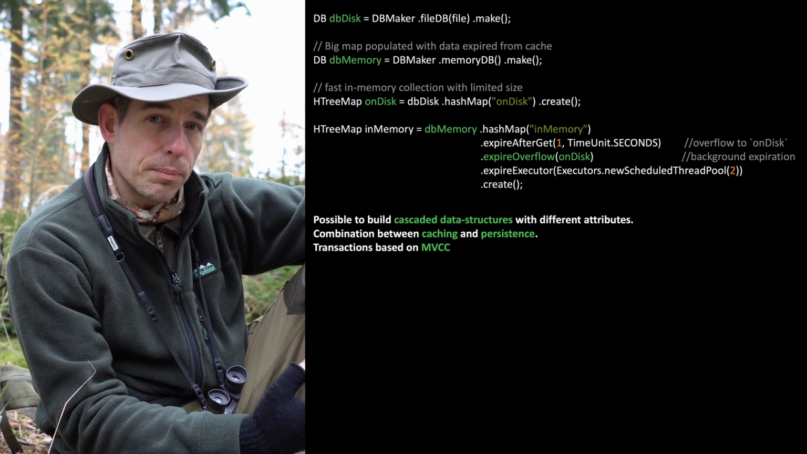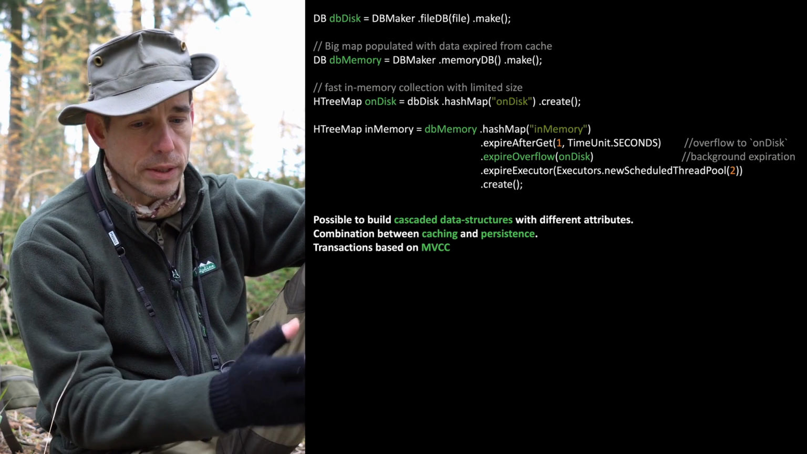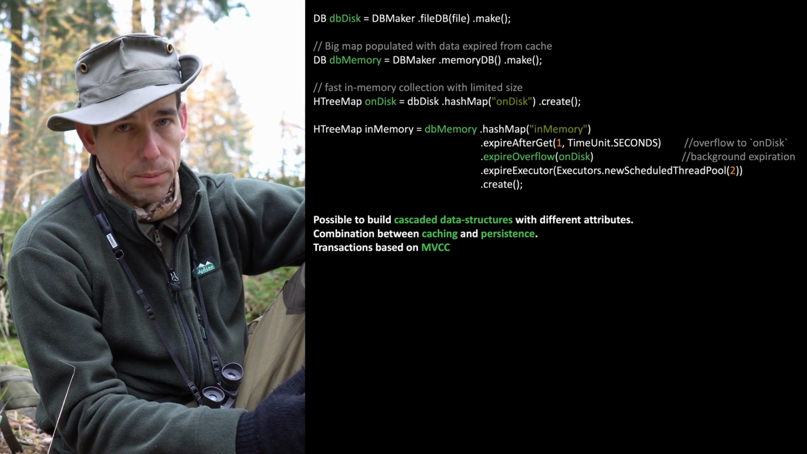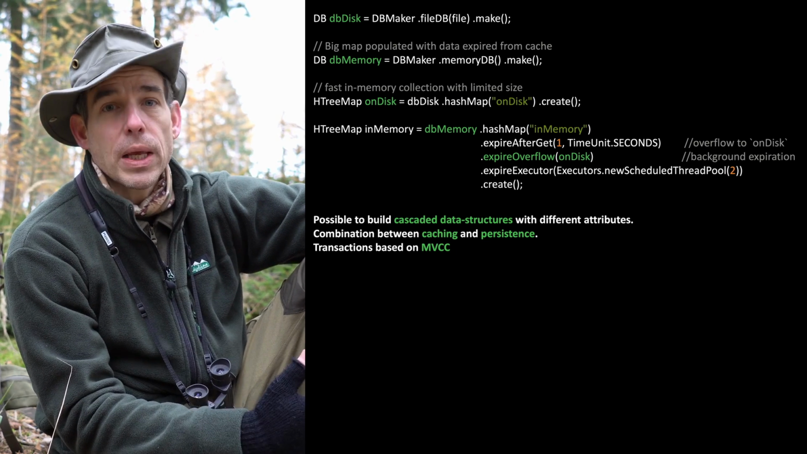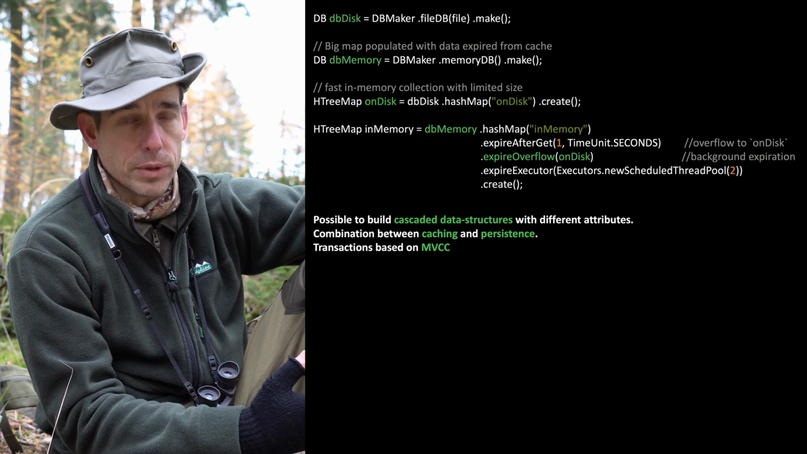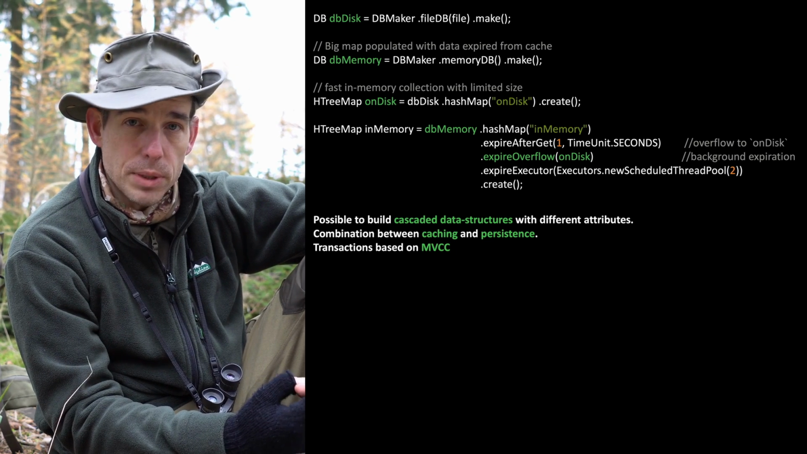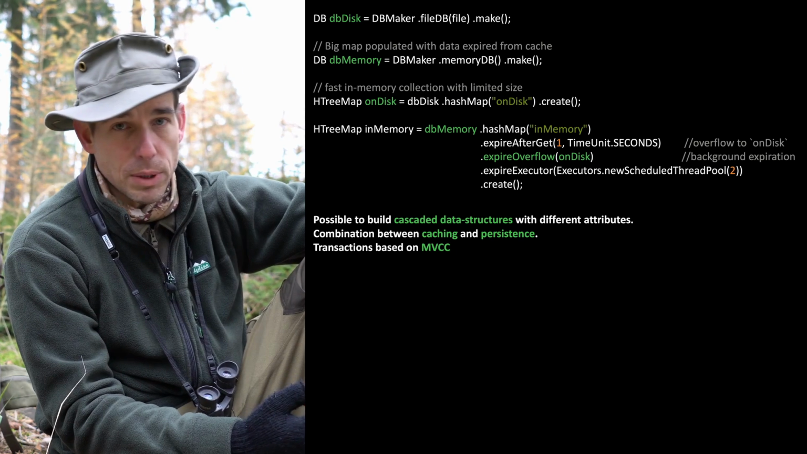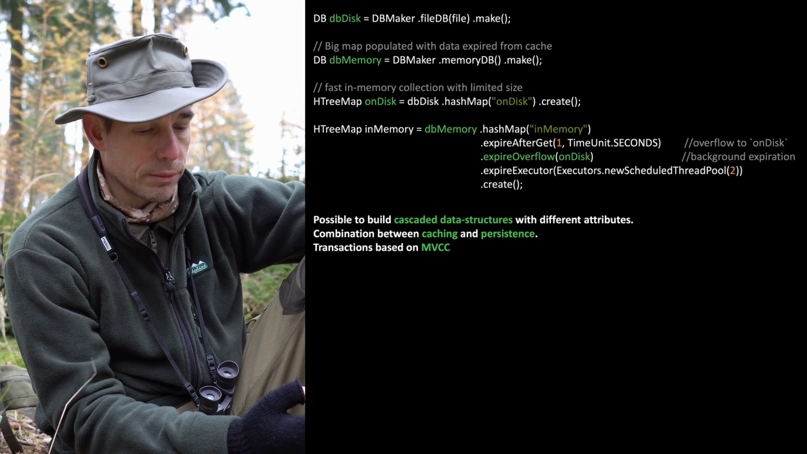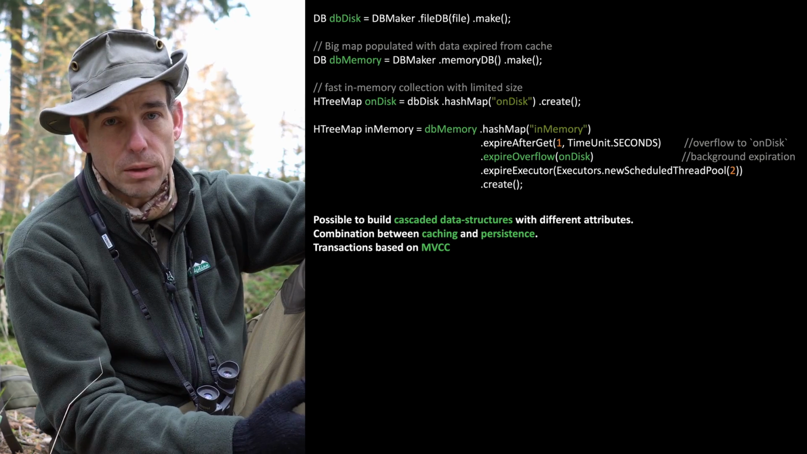But the good or the unique feature here is not only the transactional behavior, it's this cascading of data structures. So how is this done? You can create a map that is just in memory. And then you can create a map that is on disk, and then you can combine them. So how to do it? First, you are creating a DB in memory. Then you are creating a DB on disk. From the DB memory, you are grabbing a hash map. But first, you have to grab a hash map from the DB on disk.